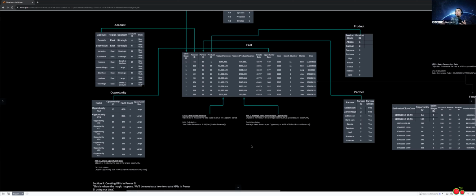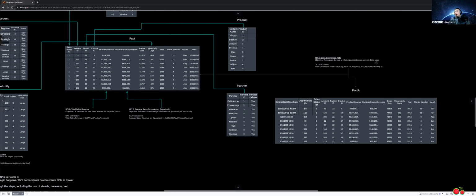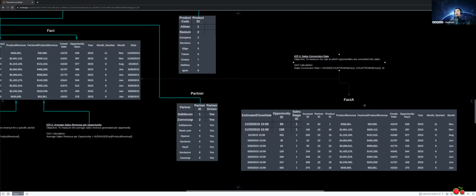Sometimes I just hear from people that my data set is not good enough for my project. No, just look at this. This is a very simple data set, and I'm going to show you how many KPIs you can create. Look at this KPI. Actually, this is combining two tables, fact and fact A.